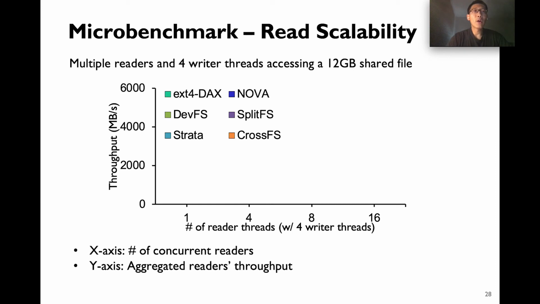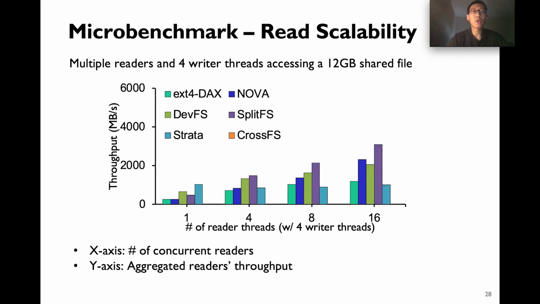As the number of reader threads increases, ext4dax and Nova suffer from system call and INO level lock overheads. dev-FS removes software overheads, but still suffers from high coarse-grained lock overheads. Split-FS and Strata avoid system call overheads, but are still limited by the INO level lock. By removing the INO level lock and providing direct access, CrossFS shows up to more than 4x throughput gain for reader threads.